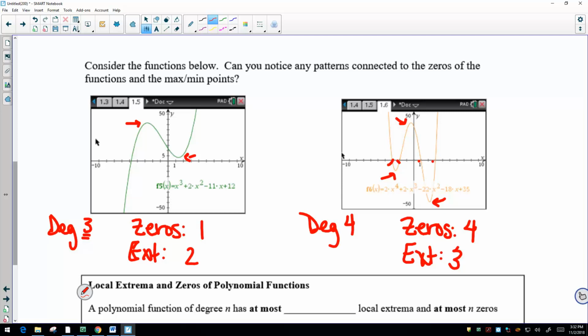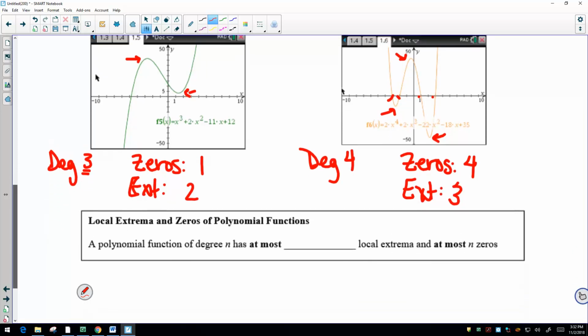Okay, so it's hard to maybe make a full comparison with only 2 examples, but we're going to talk about this, like I said, in class. A polynomial function of degree n. So maybe let's take a look at our example on the right-hand side. That's going to give us a better idea. So a polynomial function of degree n has at most, we can see, n minus 1 local extrema.